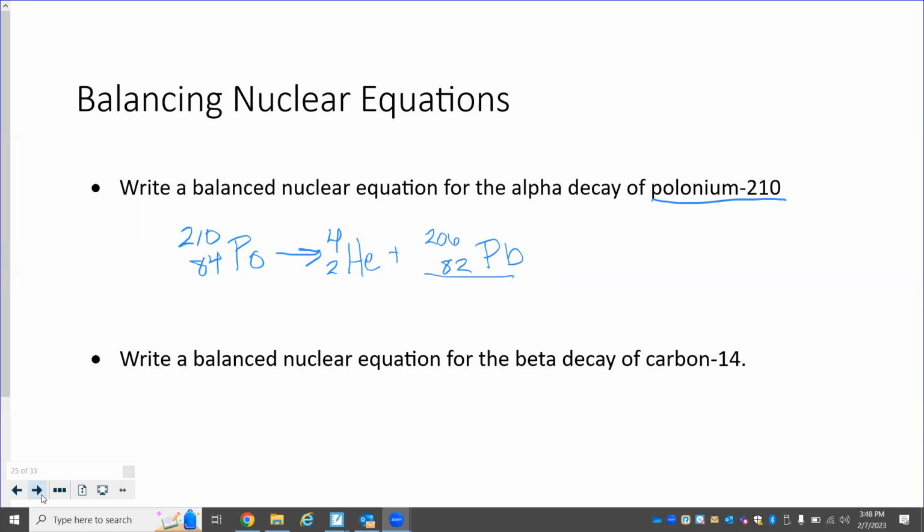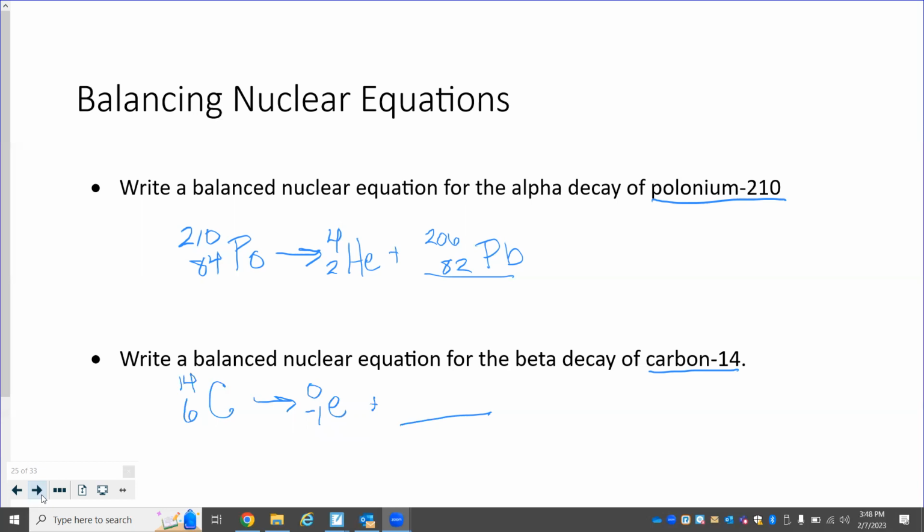Here we have: write a balanced nuclear equation for the beta decay of carbon-14. So yet again, we start with whatever particle is given. The 14 is our top number. Carbon is number 6 on the periodic table, and it is C. It goes through beta decay. So it gives off that beta particle, that electron, which is the 0, -1 e. And we're looking at what else it forms.